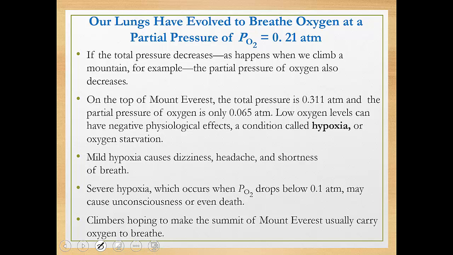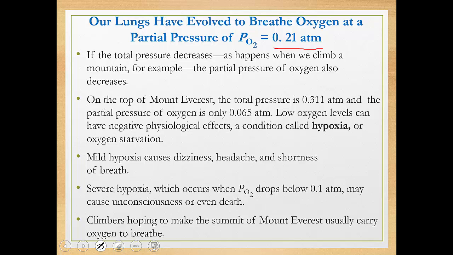Now, this idea of partial pressures is very important to us as human beings because our lungs have adapted to it, in particular to the partial pressure of oxygen. Our lungs have evolved to breathe oxygen at a partial pressure of around 0.21 atmospheres. That's what our lungs need in order to get that oxygen in and out and to the cells where it needs to be. Now, keep in mind, partial pressure is related to the total pressure. So we're used to the partial pressure being around 0.21 atmospheres from a total of about 1 atmosphere.